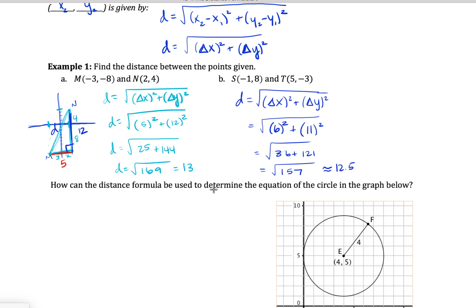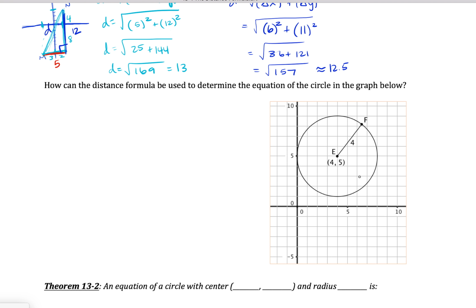So let's look at how that applies to circles, right? It says, how can the distance formula be used to determine the equation of the circle in the graph below? Now, when we talk about equations of things on a graph, equations of lines, equations of circles, in Algebra 2 you'll learn about equations of things like ellipses and parabolas and hyperbolas. Equations of items or objects on a coordinate plane is just a description of how all the points fit together, right? A circle is an infinite number of points. This circle right here has an infinite number of points.